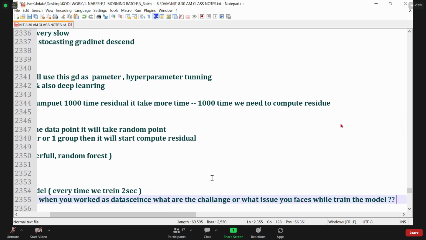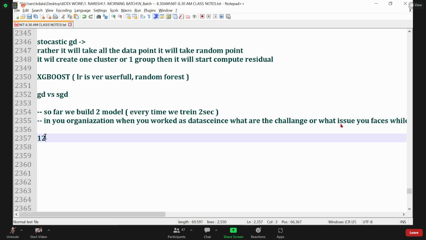By your answers, I can recognize whether you are genuine or fake. Do you understand, guys? My question is, we built two models last week. When I train the model, and when we fit and transform, how many minutes does it take? Only 2 minutes or 2 seconds? In real time, it is not possible. It never takes 2 minutes. Sometimes it will take 24 hours, sometimes 12 hours. So that's the interview question.